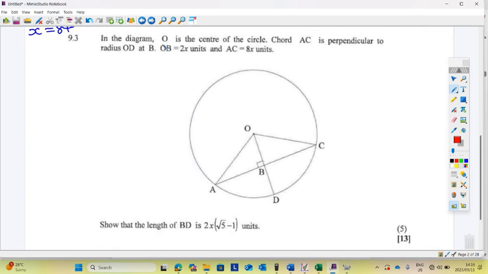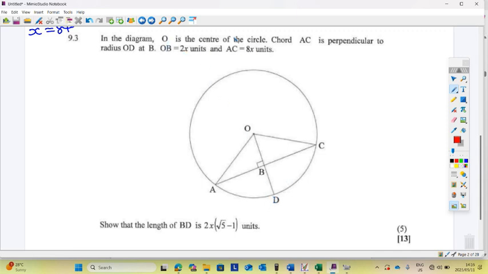9.3. In the diagram, O is the center of the circle. Chord AC is perpendicular to radius OD at B. OB is 2x units and AC is 8x units. All right. This is what we have here.